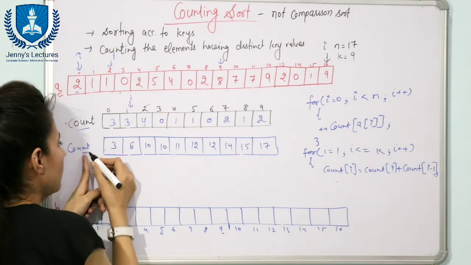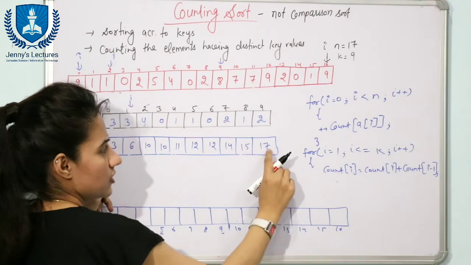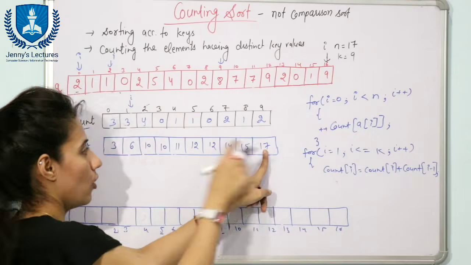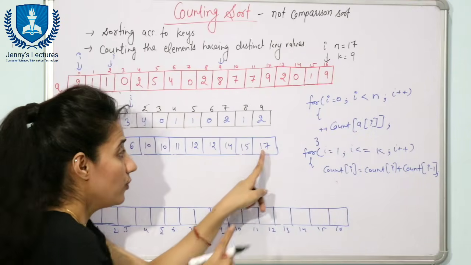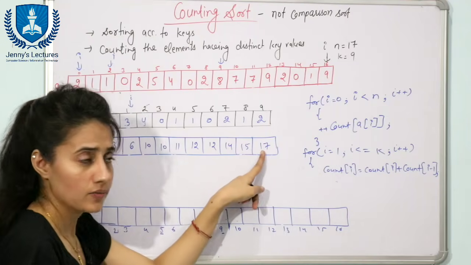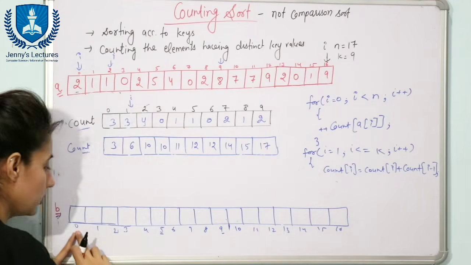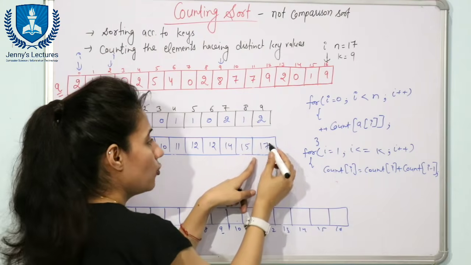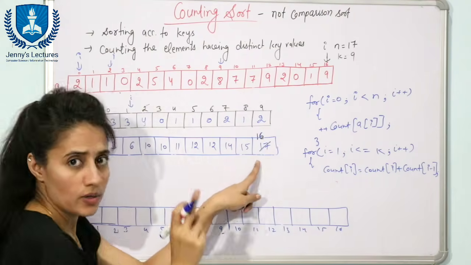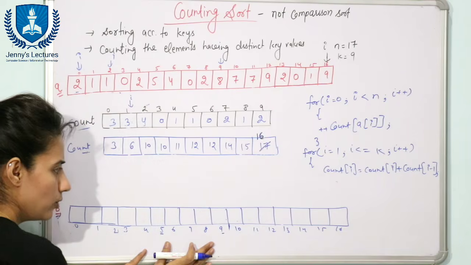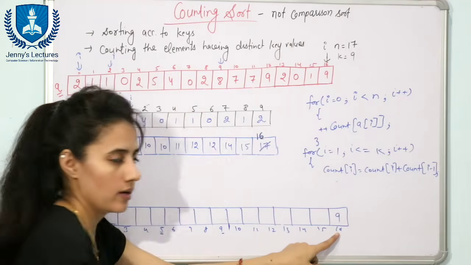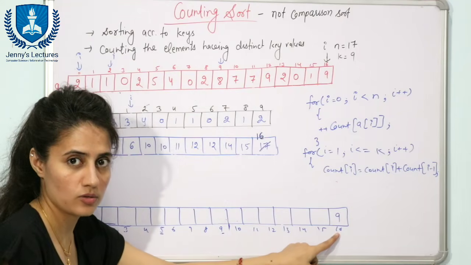So see, just go to index 9 in the count array, right? But we cannot store 9 at 17 because we don't have 17. This is the count, but we are actually working on the index. So first of all, we decrement this by 1, 17 minus 1, that is 16. And in the output array, go to index 16 and store this 9. This is the actual place for this 9.